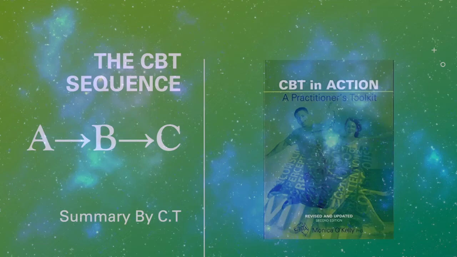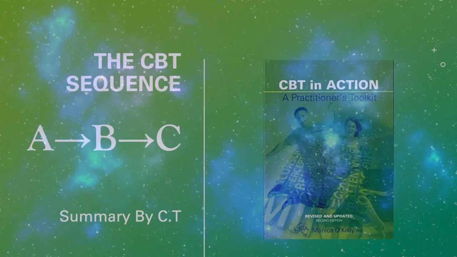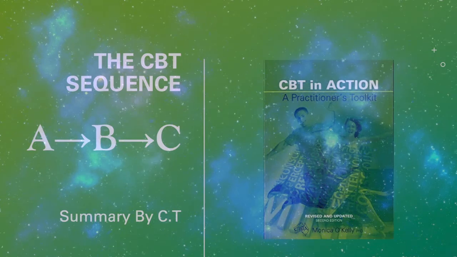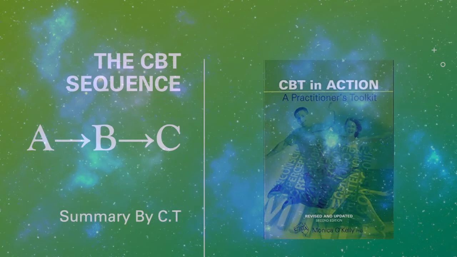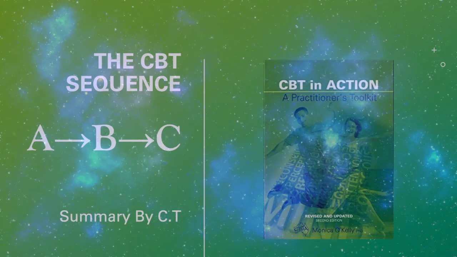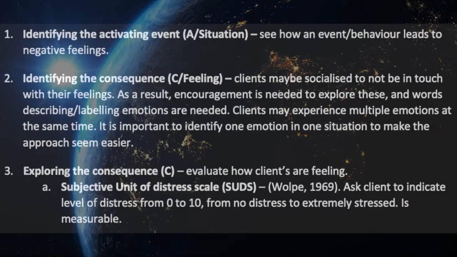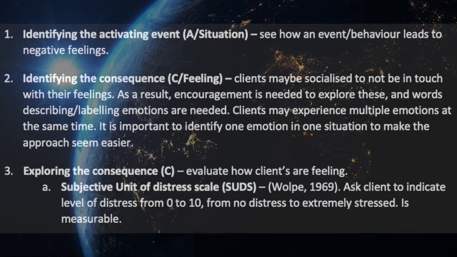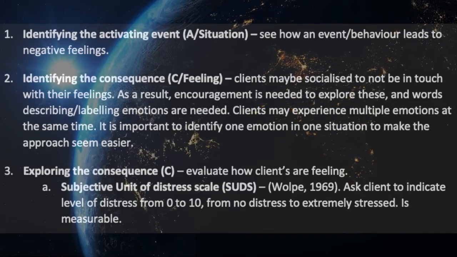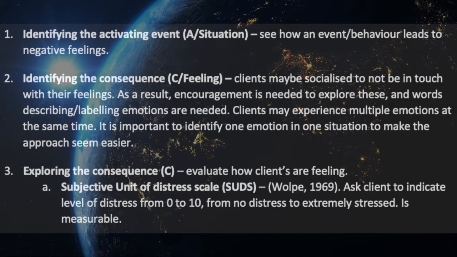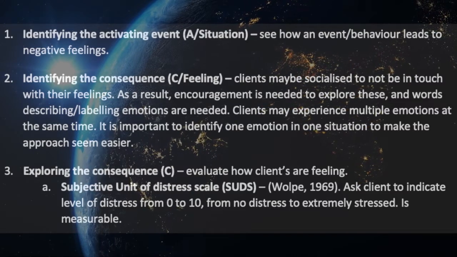The CBT sequence. This is a summary of my notes from CBT in Action, a Practitioner's Toolkit, Chapter 6. So I'll just talk about these steps in how cognitive behavioral therapy takes place. Number 1 is to identify the activating event. This is called A, or the situation. And basically, we want to see how an event or behavior leads to negative feelings that come about.